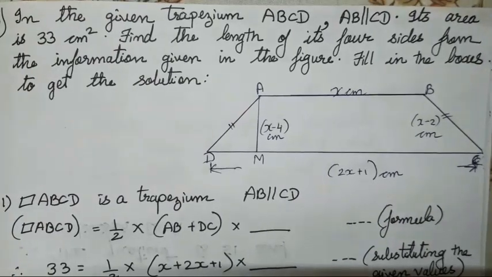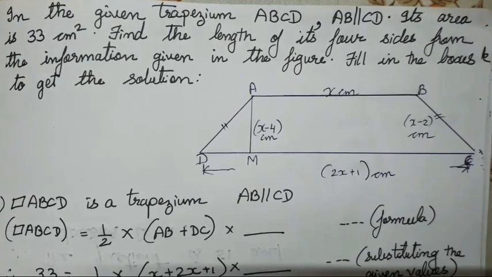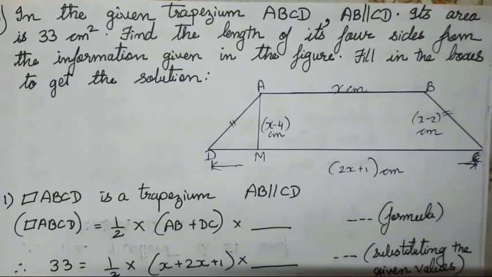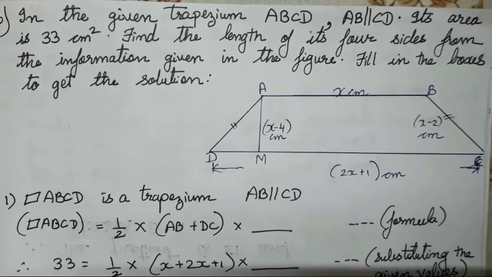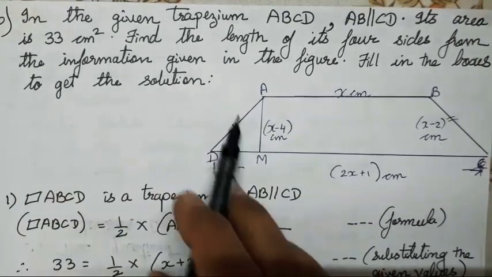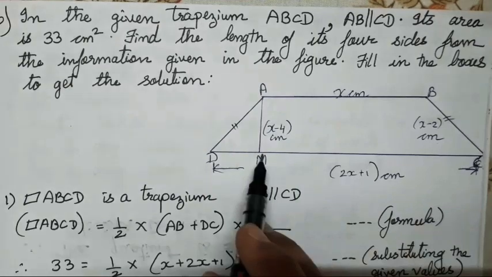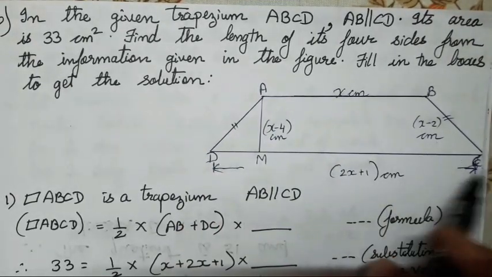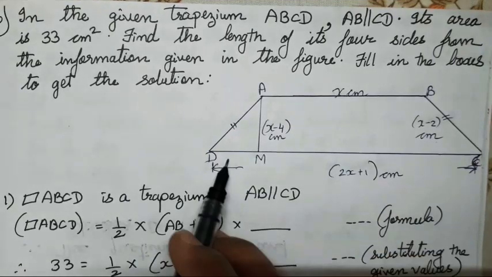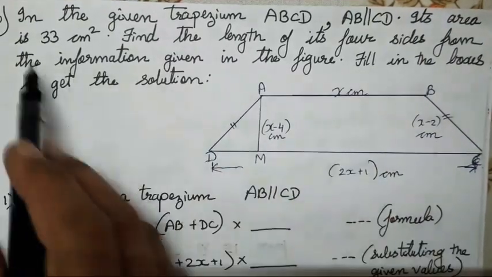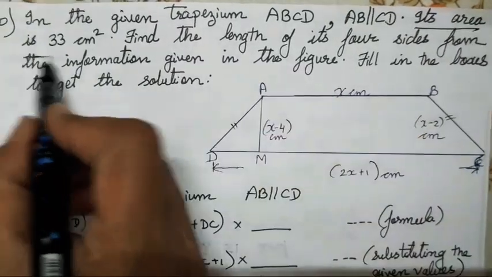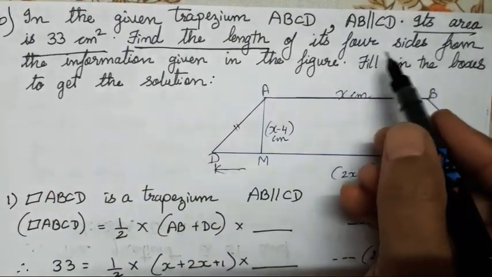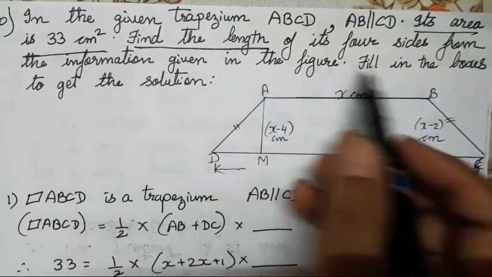Again, question number 10 is very important for you all to write. It is very easy also, and this kind of questions are being asked in the board exam. So you all have to follow this and practice it properly. In the given trapezium, AB is parallel to CD. Okay, AB is parallel to CD. Its area is 33 centimeter square. We have to find the length of its four sides from the information given below.